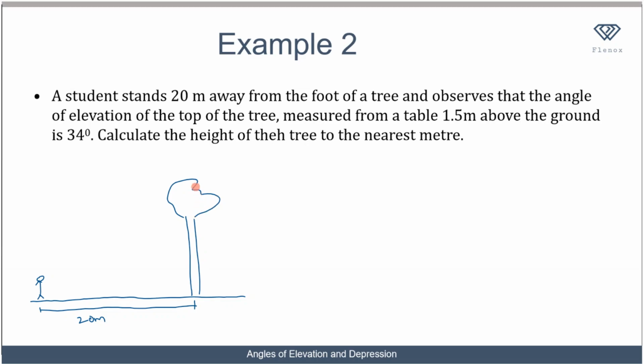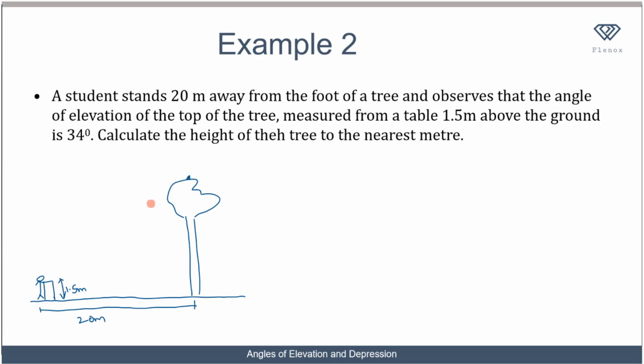This is the tree over here. Now I told that and observe that the angle of elevation of the top of the tree measured from a table 1.5 meter above the ground. So beside the student there is a table there, and that table, the height of the table from the ground is what? Is 1.5 meters. Now I told that from that table that the angle of elevation measured to the top of a tree is 34 degrees.